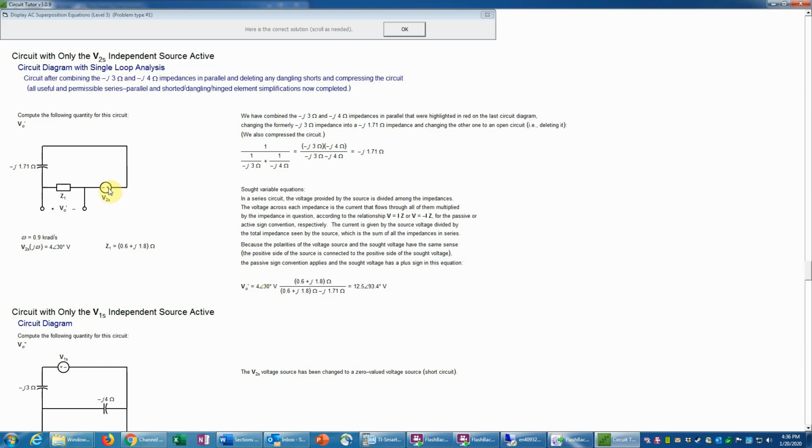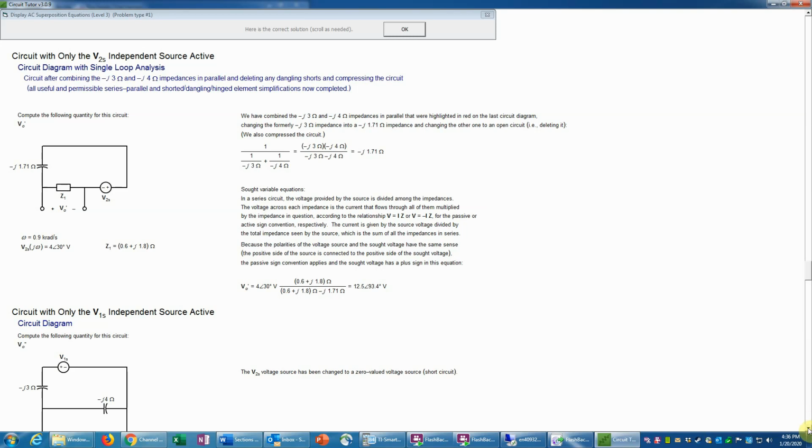So here we see that the positive side of the voltage source is connected to the positive side of V0, and the negative side of V0 is connected to the negative side of the voltage source. So those have the same sense, this source and that sought voltage. So therefore we need a plus sign, and that's why there's no minus sign there. And then simply evaluating that expression on a calculator with complex number abilities directly gives us this answer.